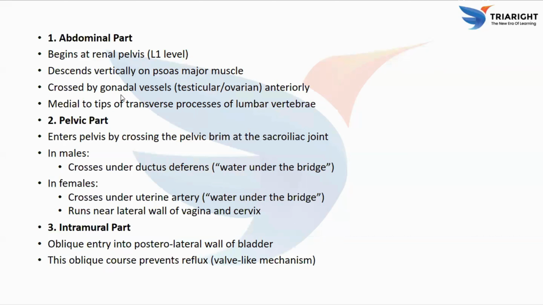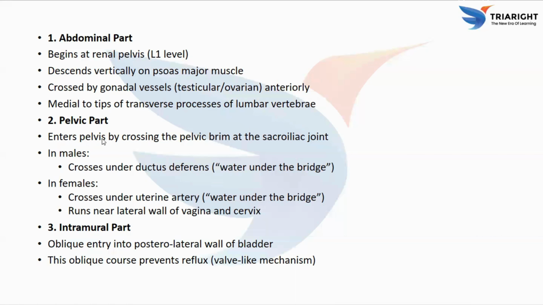The gonadal vessels pass in front of the ureter. So the important anatomical relationship is that the gonadal vessels cross the ureter anteriorly. It lies medial to the tips of the transverse processes of the lumbar vertebrae. This means the ureter runs slightly towards the midline compared to the bony projections of the spine. The ureter sits on the psoas, and the gonadal vessels cross it in front. This is how you have to remember the abdominal part.